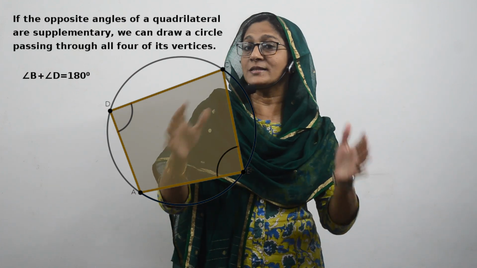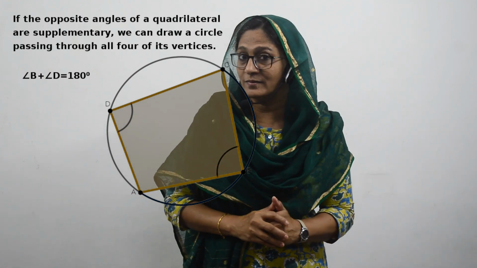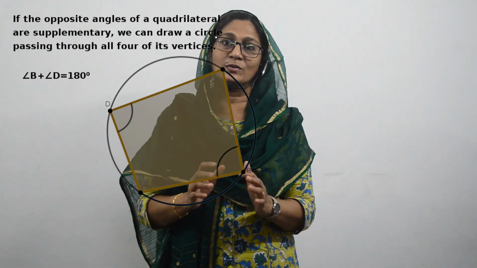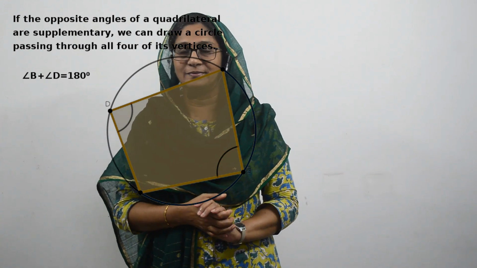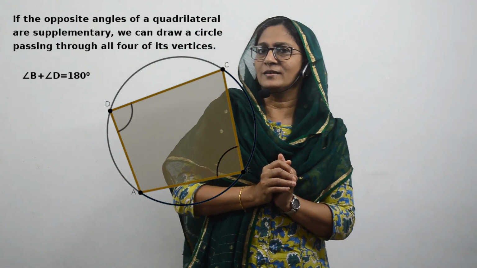Thus we have seen that if all four vertices of a quadrilateral are on a circle, its opposite angles are supplementary. And the converse of it: if the opposite angles of a quadrilateral are supplementary, we can draw a circle passing through all four of its vertices. What we have seen here is a special kind of quadrilateral. This quadrilateral has its four vertices on the circle, and thus the sum of the opposite angles becomes supplementary.